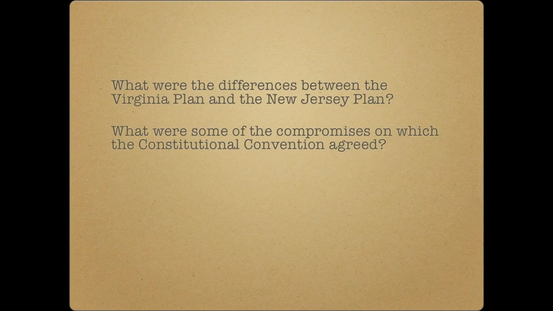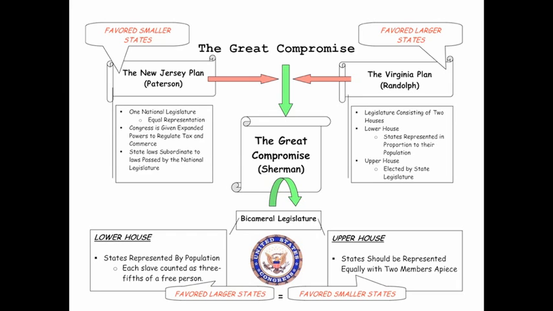What were the differences between the Virginia Plan and the New Jersey Plan, and what were some of the compromises at the Constitutional Convention? The New Jersey Plan favored smaller states, including one national legislature, meaning equal representation for all states. Congress is given expanded powers to regulate tax and commerce. State laws were subordinate to laws passed by the national legislature.